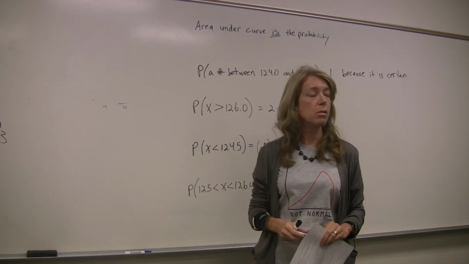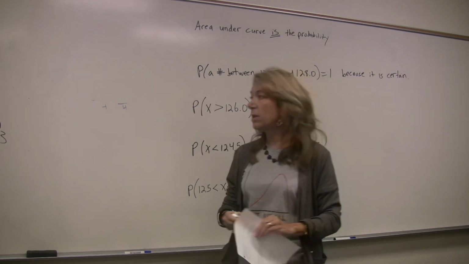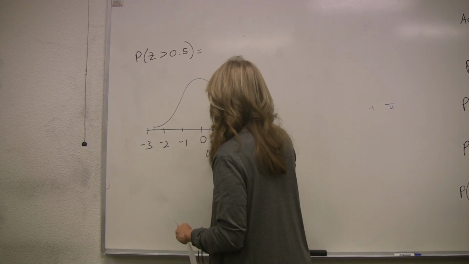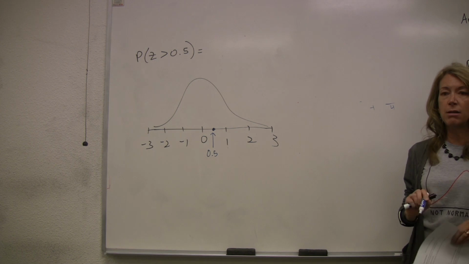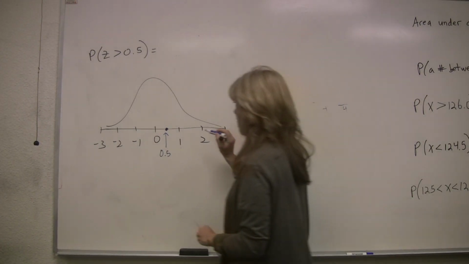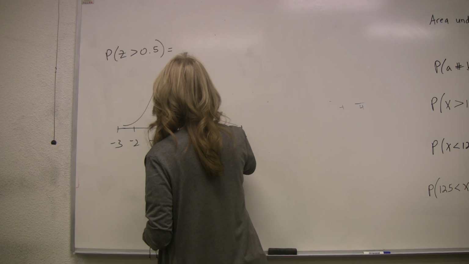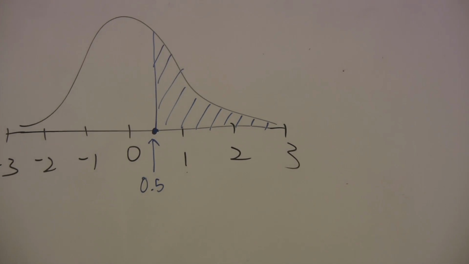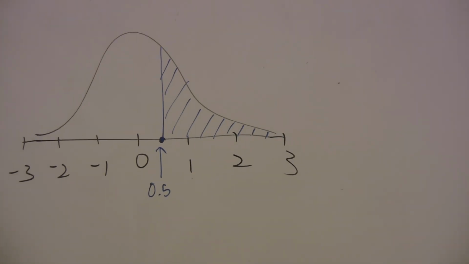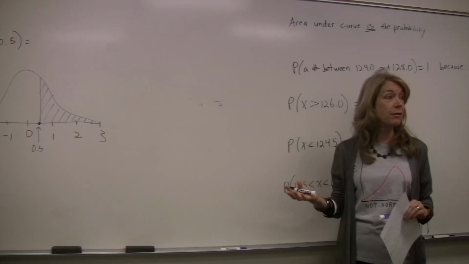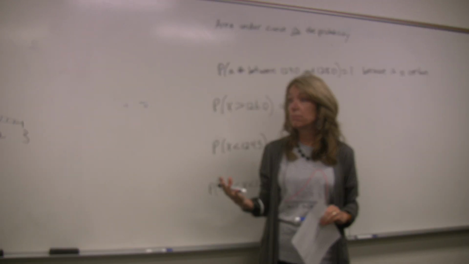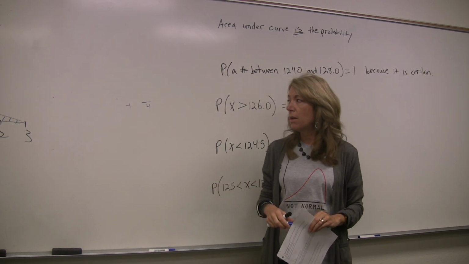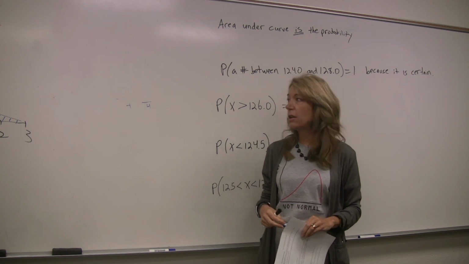So what should I do? Between 0 and 1 is 0.5. Here's 0.5 right there. And since it's greater than, everything to the right. So I want everything to the right. Looks like a fairly good sized area. A little less than half, it looks like to me. Okay, that's how I'm estimating that, just kind of looking at what the size should be. So then, what am I going to do?